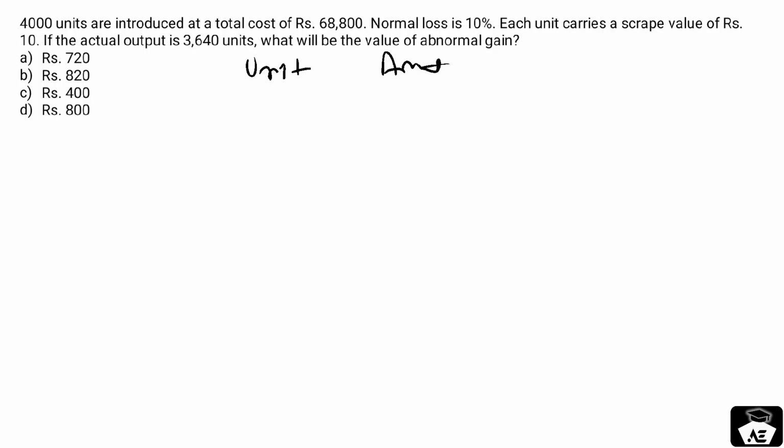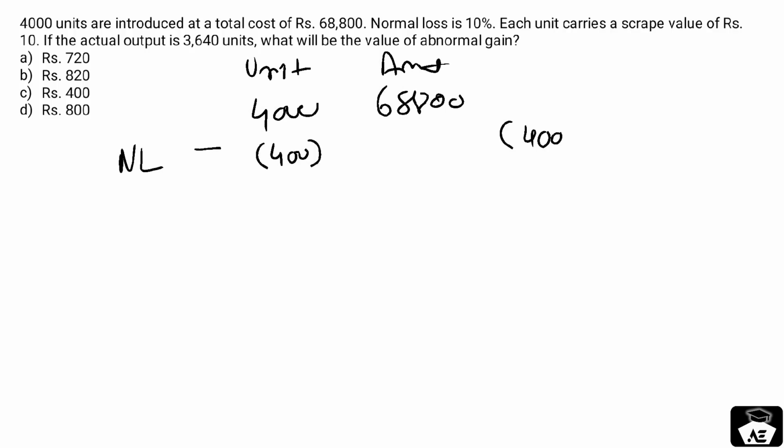So units are introduced, that is 4000 units, amount is 68,800, less same way normal loss, that is 10% of units introduced, so a unit will be 400, and you are given a scrap value, यानी कि जो आपके normal loss है उसकी scrap कितनी मिलेगी आपको. So that should be again your part of income, so it should be deducted here. So total unit loss is, normal loss is 400 units into scrap value of each unit is rupees 10. So you will receive 4,000 rupees. So it will be deducted from the cost.